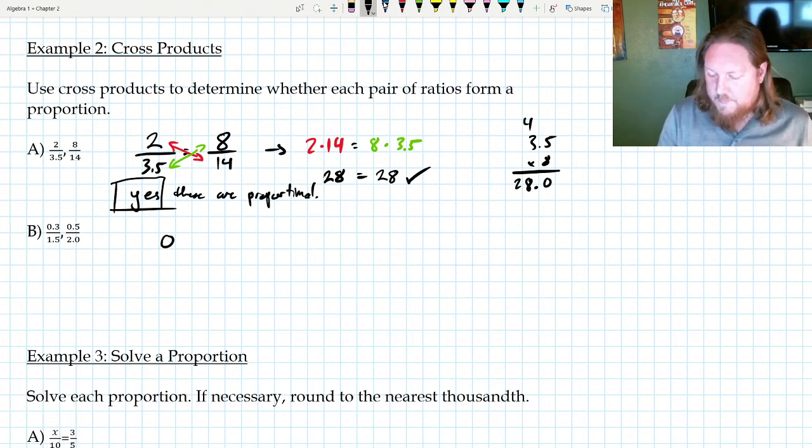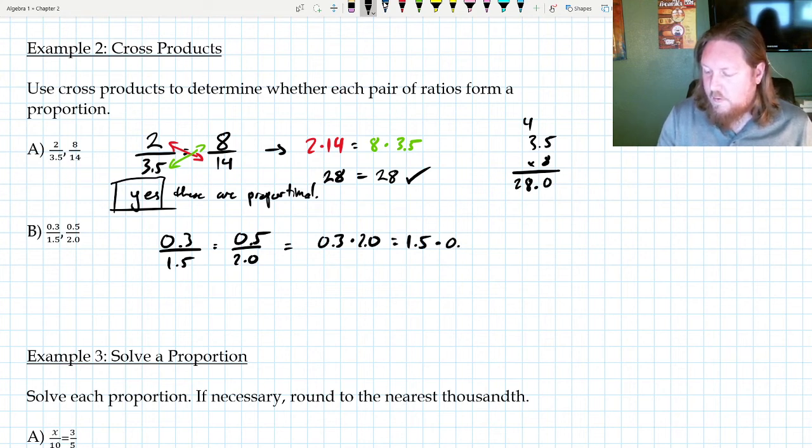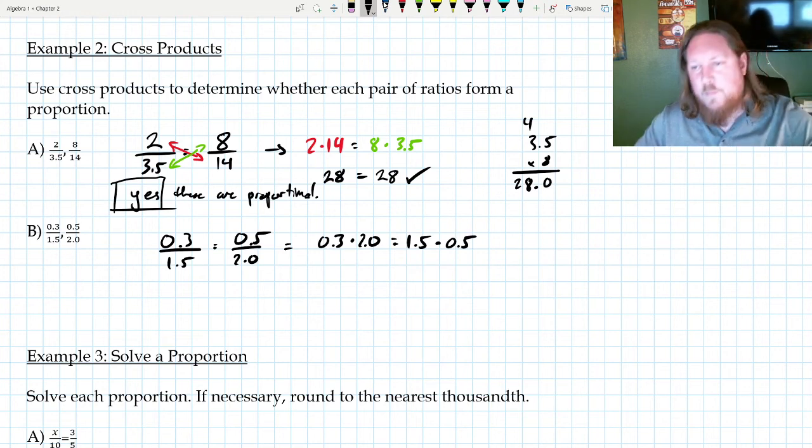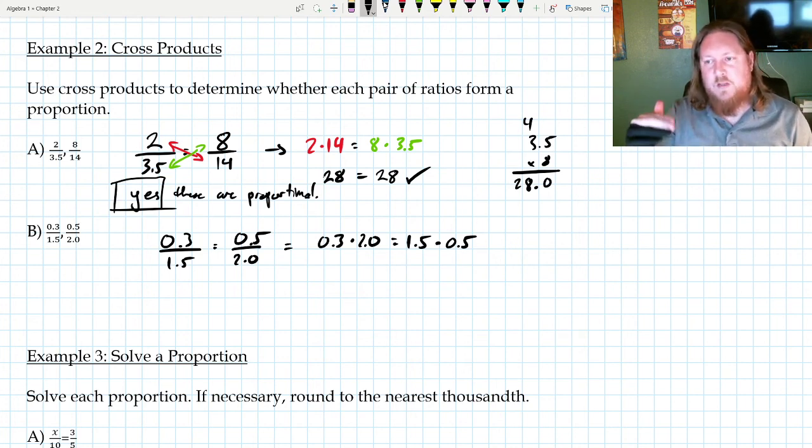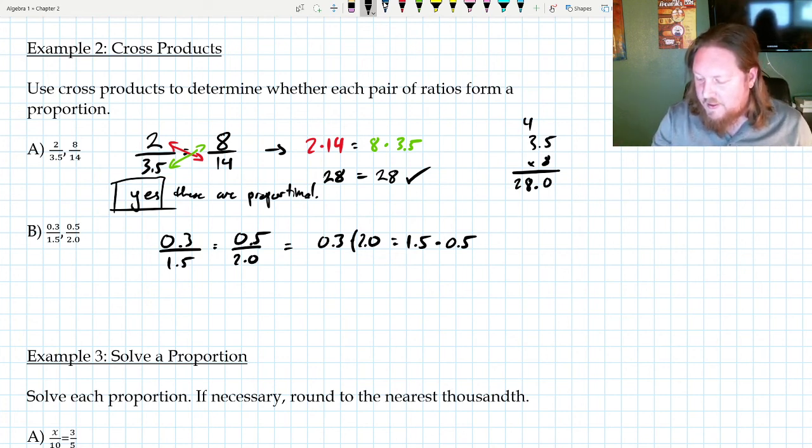Let's do it again. 0.3 over 1.5 equals 0.5 over 2.0. Multiply the extremes and multiply the means. Now, one thing to be careful of with these is to make sure that your dot for multiplication is up higher than your decimal, otherwise you get weird looking things. If you don't like it, instead of doing the dot, you could just put the second term in parentheses.